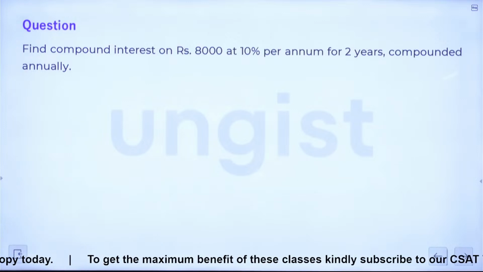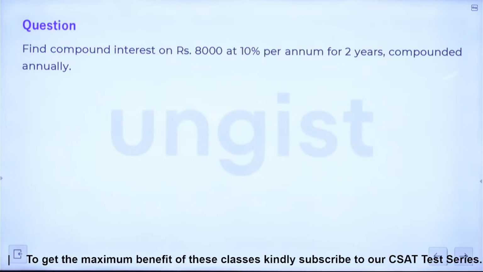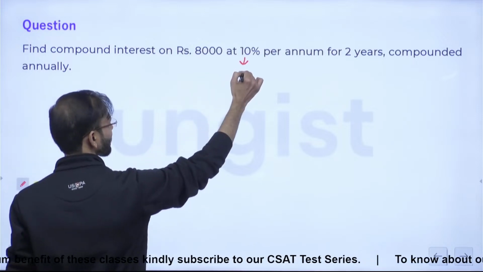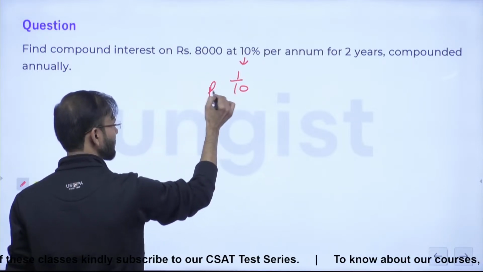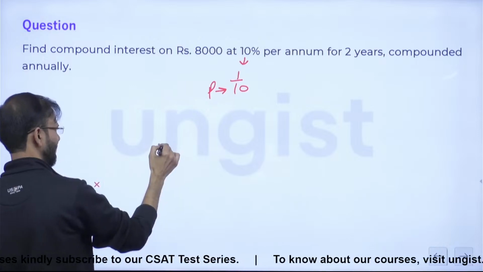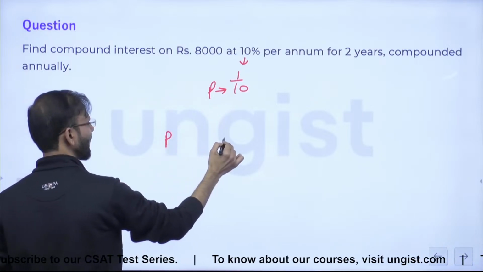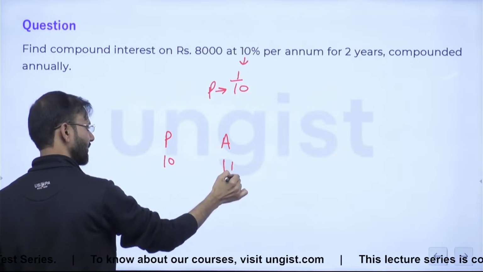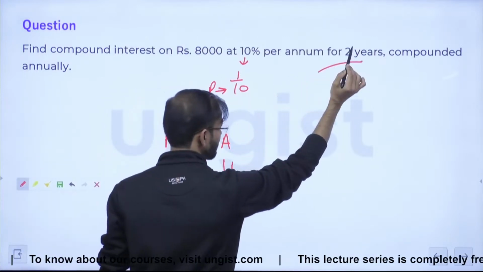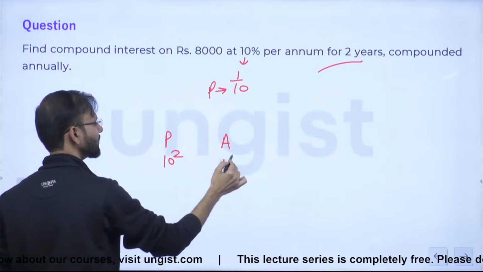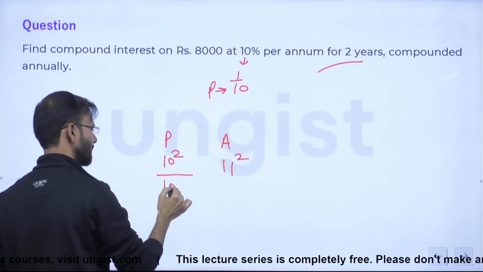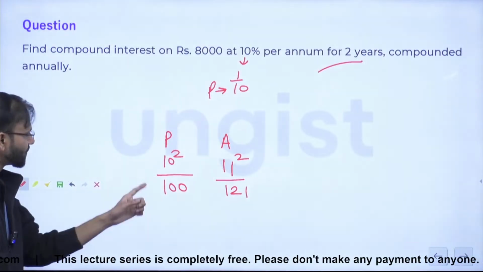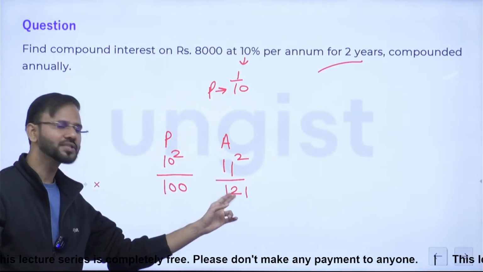Look at this, I will do it for you. Tell me, what is this? 1/10. What should I assume the principal? 10. Okay guys, principal and amount. This is 10, this is 11. What is the time? 2 years, so this will be squared. So this is 100 and this is 121. So effective principal is 100 and interest is 21.